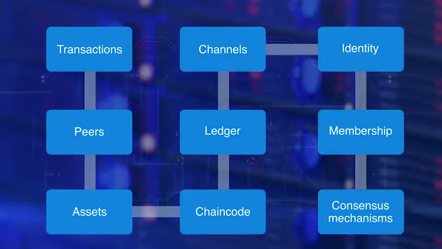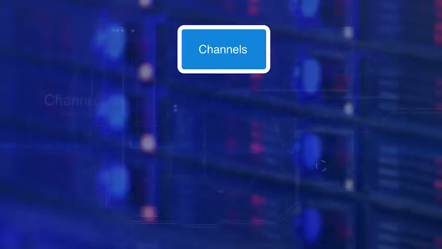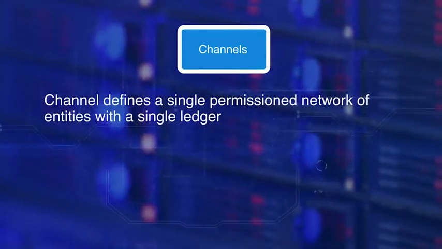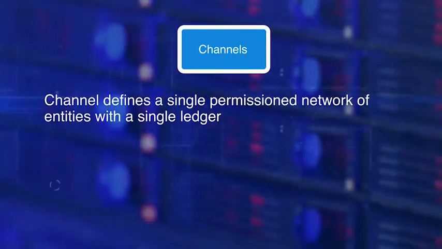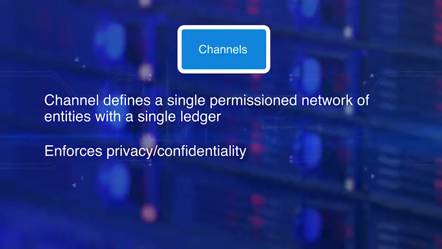Another element of the Fabric model is channels. Fabric enforces privacy and confidentiality through the channel concept. Channel defines a single permission network of entities with one single ledger for all its transactions and state changes. Channel provides segregated fabric for a group of entities to transact privately.